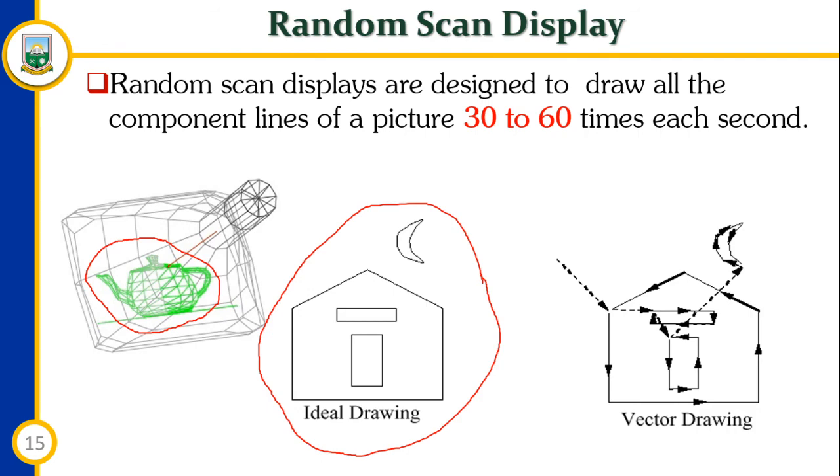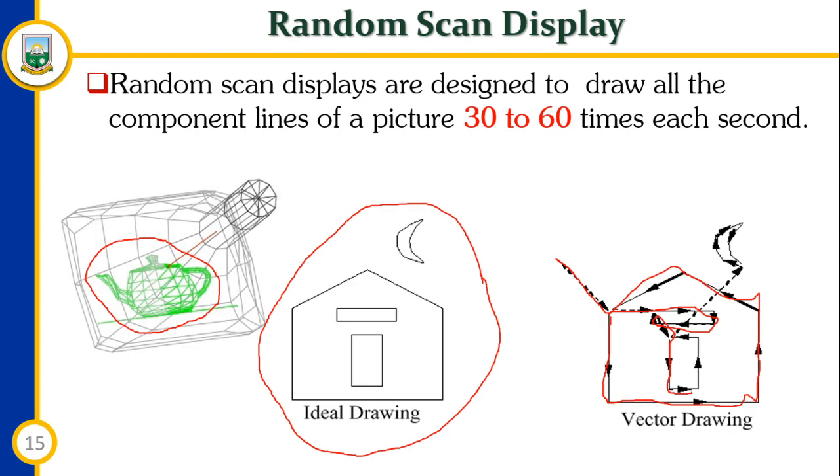Now in producing it as a random scan display, these are the steps that it will go through. It's a line segment, so it starts from here. It draws each part of the ideal drawing that is supposed to come on. So it draws all of that, as you can see here.